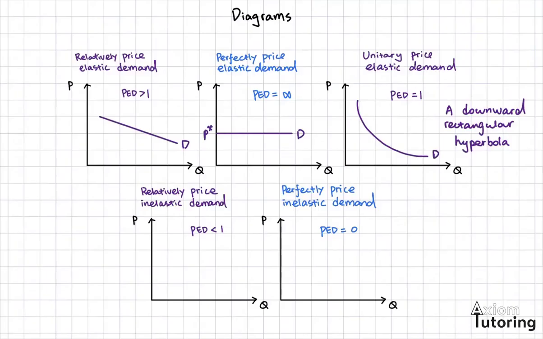And demand is unitary price elastic when PED equals 1 and when we draw a downward rectangular hyperbola as demand. Unitary elasticity means that the percentage change in quantity demanded equals the percentage change in price. And unitary elasticity doesn't occur very often in a perfect form. We can see approximate unitary patterns under certain conditions.